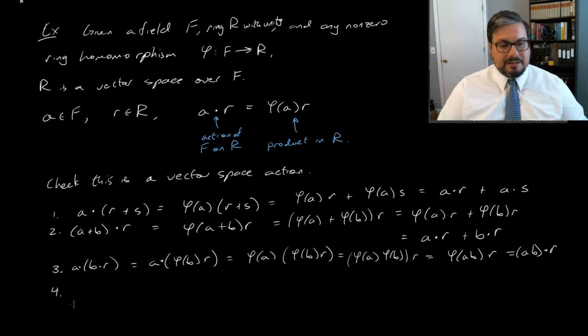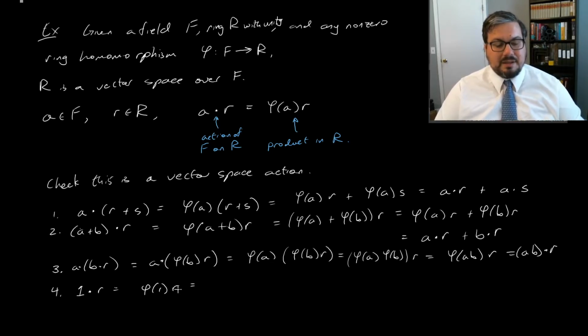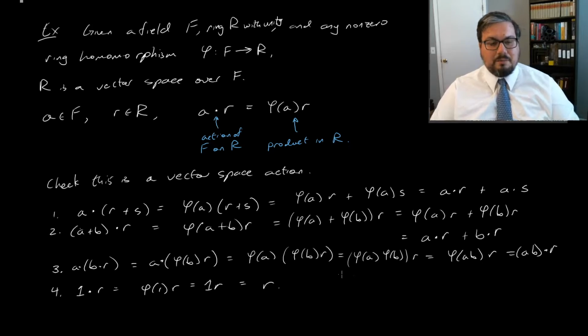And then finally, we have that 1 dot R is phi of 1 times R, and the image of identity is identity, and so we get R back.